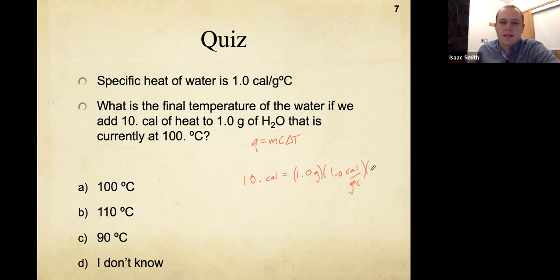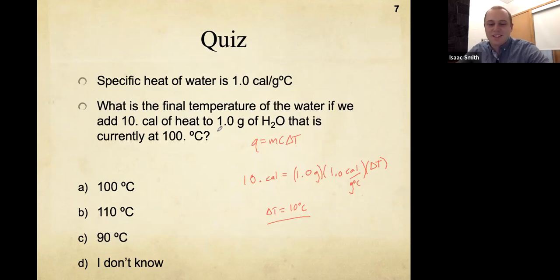And then we can solve for delta T, because we're looking for the final temperature. So delta T equals 10 divided by 1 times 1, which is 10. So delta T equals 10 degrees Celsius. So if the water is starting at 100 degrees, we would imagine that by adding 10 calories of heat, it should go up 10 degrees Celsius, right?